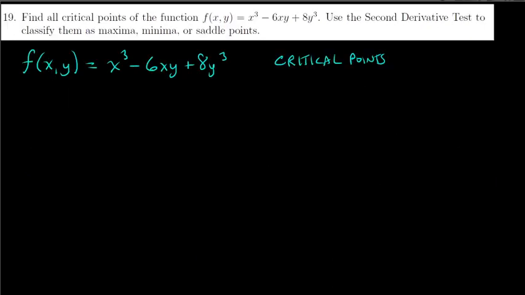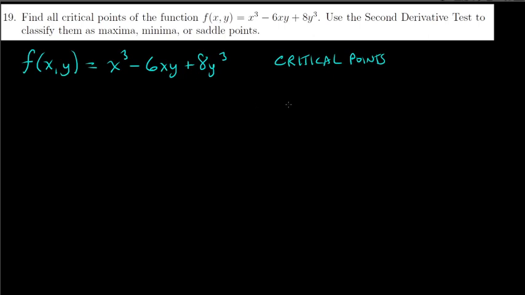Number 19. Find all critical points of the function, which I just copied down here: f of x, y equals x cubed minus 6xy plus 8y cubed. We want the critical points, and then for each critical point, we want to determine whether it's a maximum, minimum, or saddle point. And hopefully we don't get any degenerate critical points where we won't be able to tell.